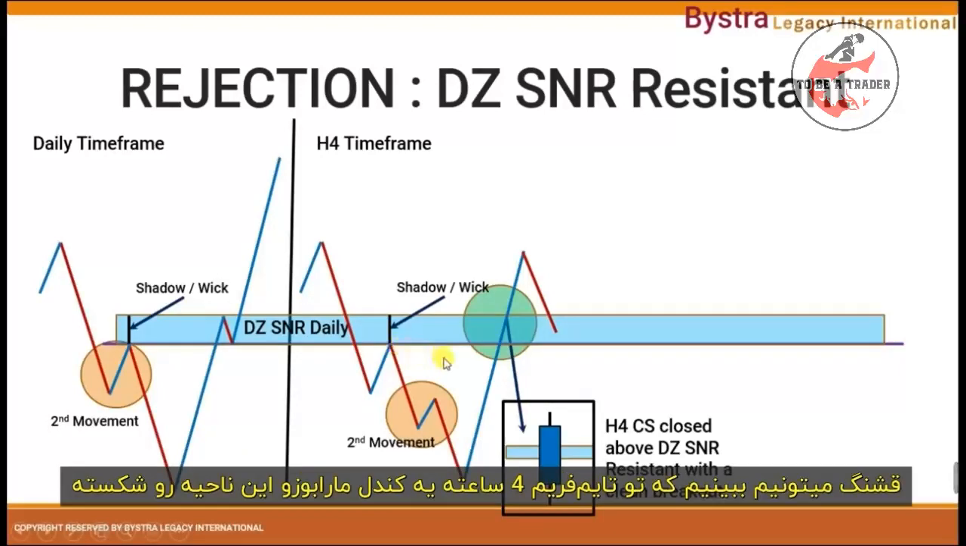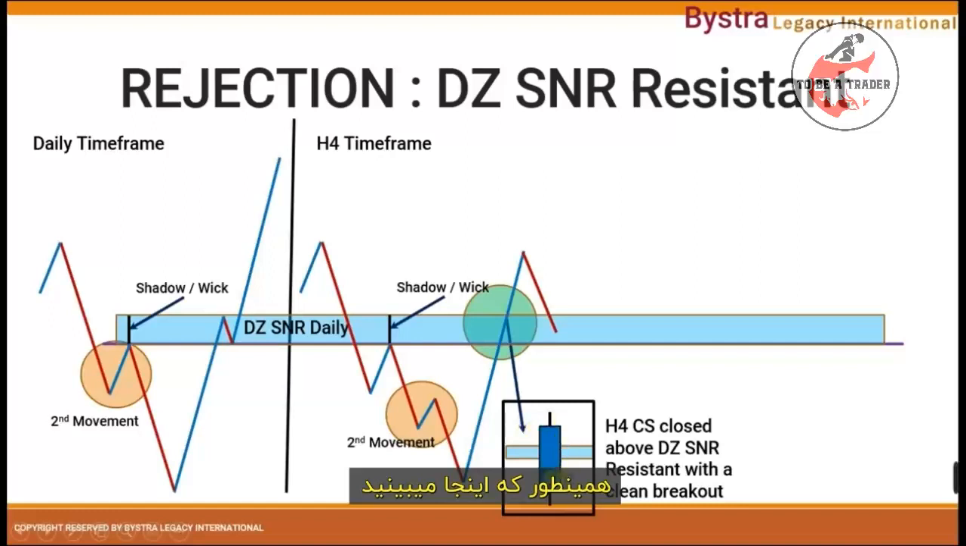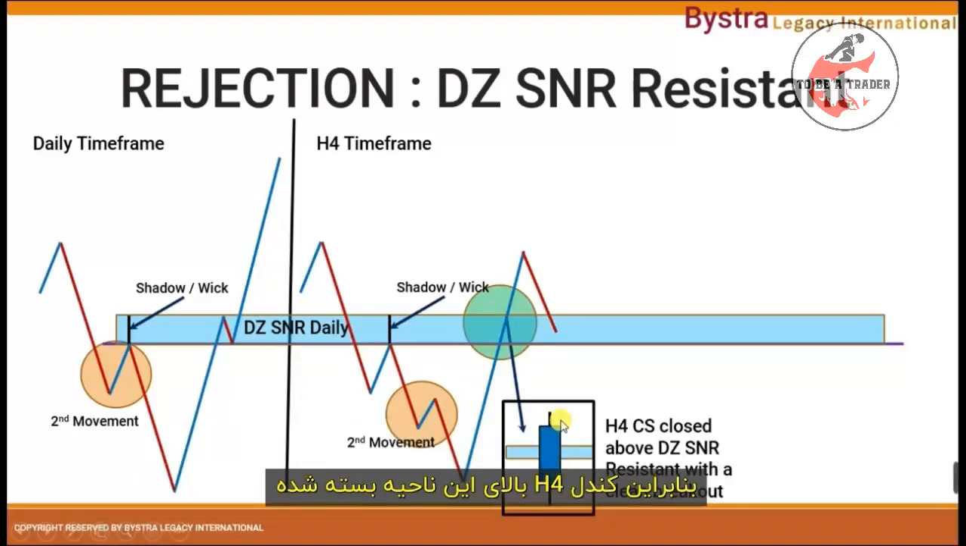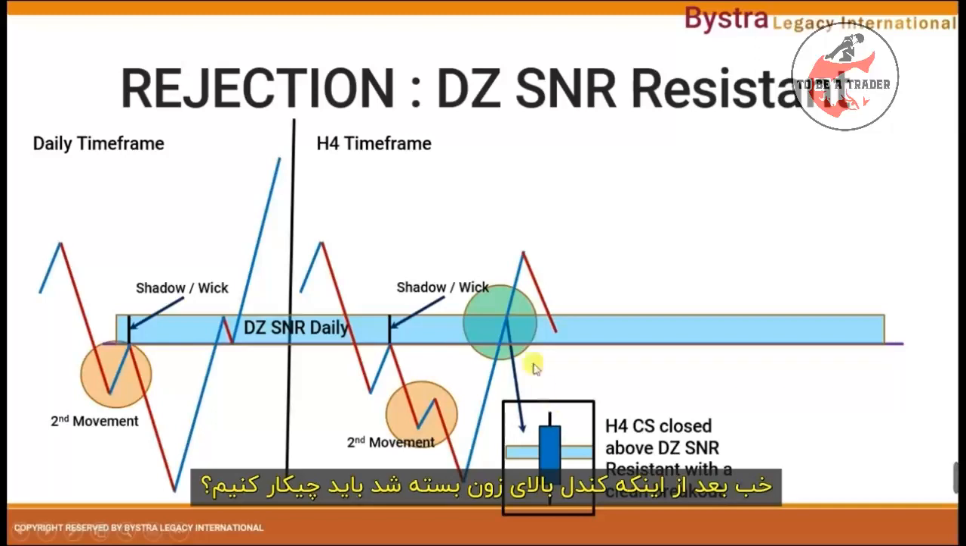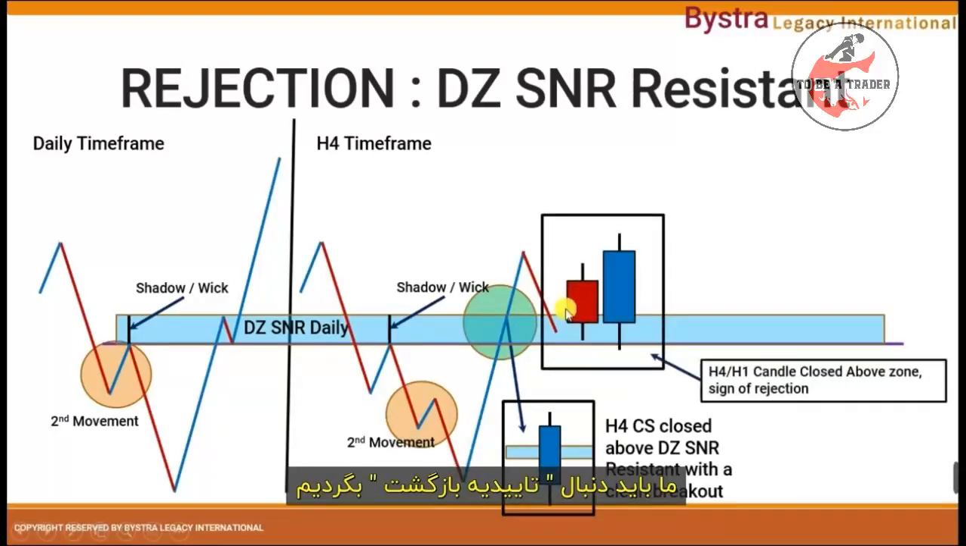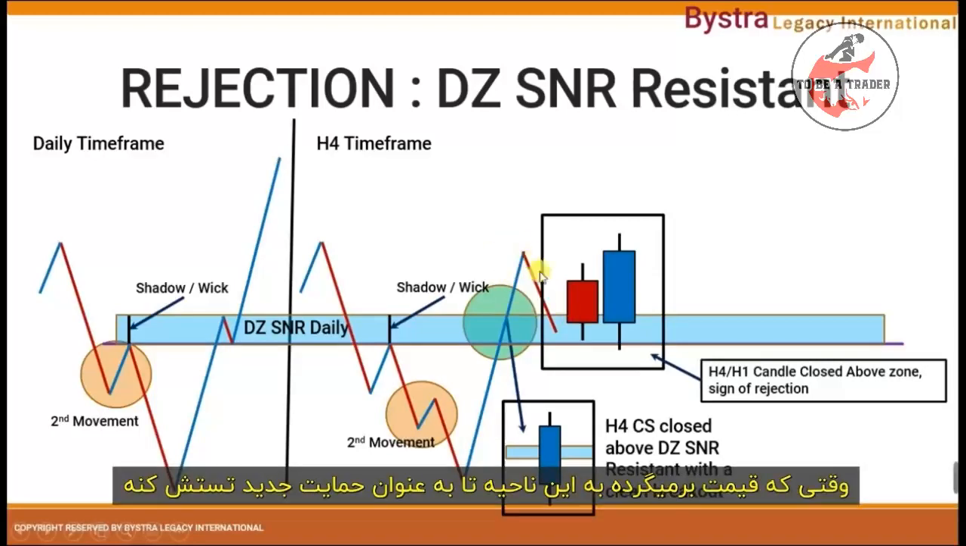We can see clearly that at the H4 time frame, the candle has broken this zone with a marubozu. As you can see here, the candlestick has broken above the danger zone SNR daily of the support. So the H4 candle closed above it. So once it closed above the zone, next what should we do? We look for confirmation of rejection when the price comes back to this area to test as a new support.